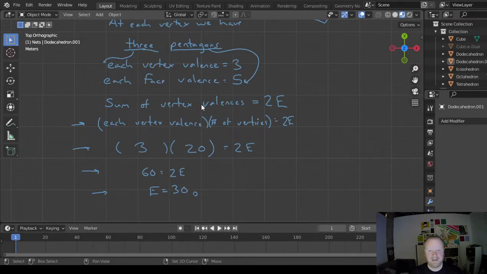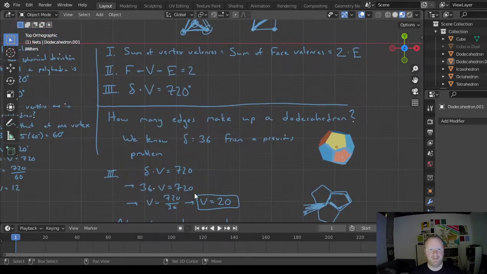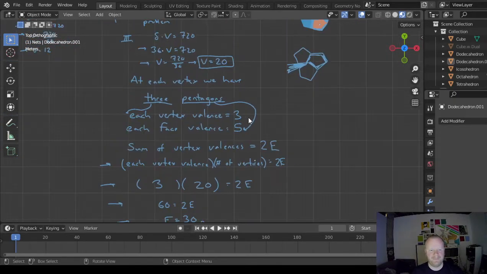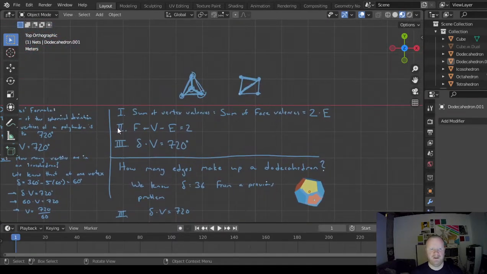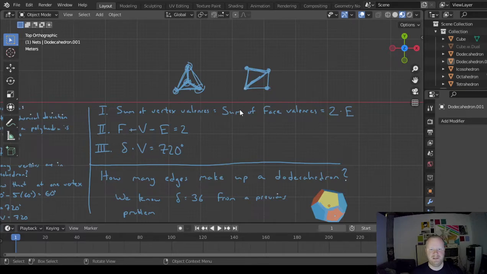If you were asked for the number of faces, again, we could figure that out by using that second formula there. So we've got 20 plus some number minus 30 is going to be equal to 2. That ends up being 12 for the faces. Okay, so again, these 3 formulas, right? You need very little information to figure out the number of vertices, and then you just want to think about what's happening at each of those vertices, or what's happening at each of those faces. Okay.